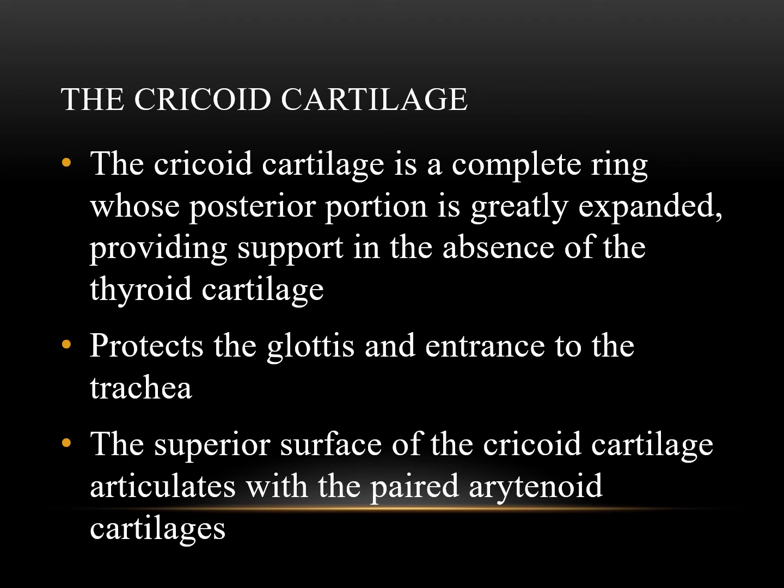The cricoid cartilage is a complete ring whose posterior portion is greatly expanded, providing support in the absence of the thyroid cartilage. It protects the glottis and the entrance to the trachea. The superior surface of the cricoid cartilage articulates with the paired arytenoid cartilages.